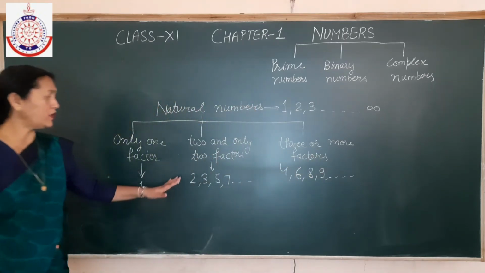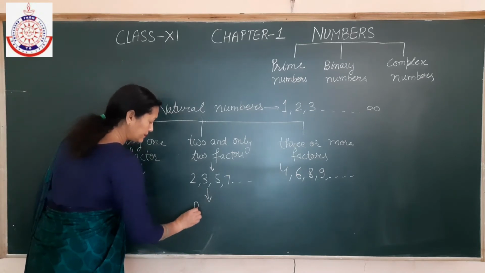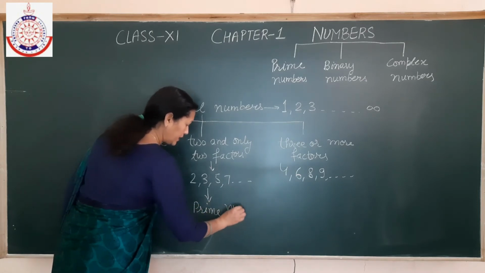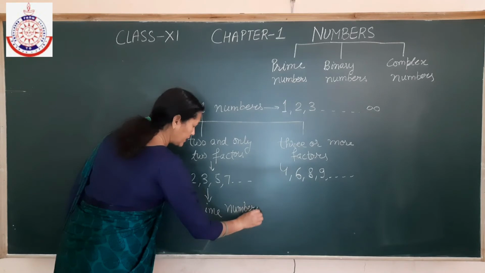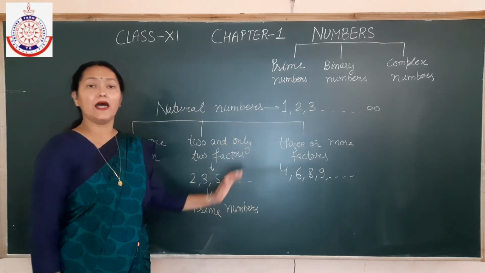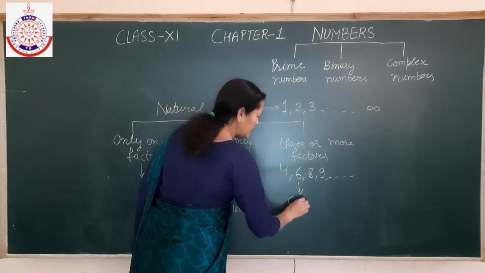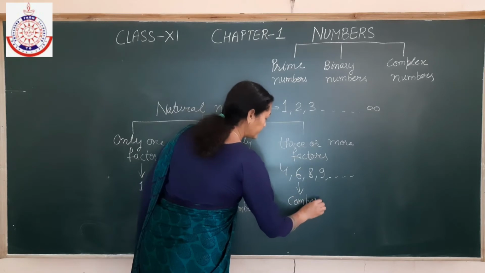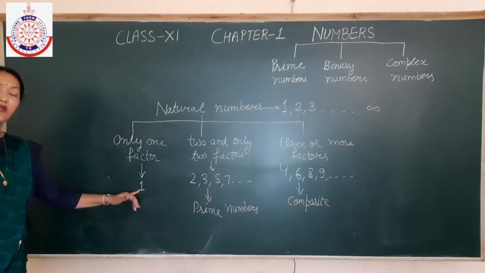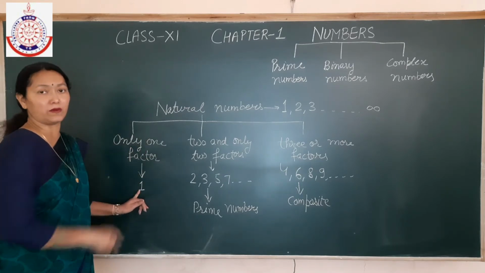Now the numbers having only 2 factors are called prime numbers. Numbers having 2 and only 2 factors are called prime numbers. And the numbers having 3 or more than 3 factors are called composite numbers. And 1, as 1 is having only one factor, is neither prime nor composite.